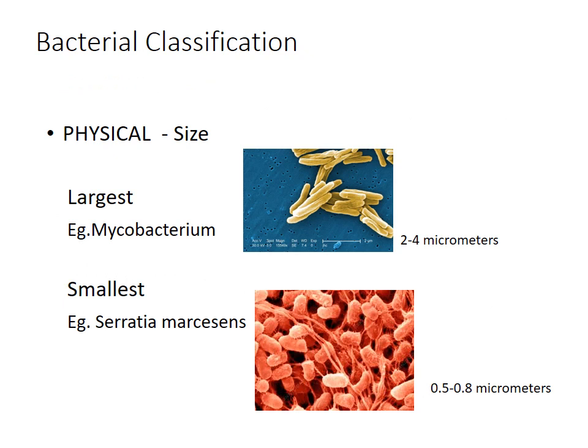Another classification depends upon the size. Bacteria may be very big or small in size. A classical example, the biggest bacterium is Mycobacterium. Mycobacterium size is usually 2 to 4 microns. It is a rod-shaped bacillus. And the smallest is Serratia marcescens, which has a size of 0.5 to 0.8 microns. So they are the smallest size of bacterium available.